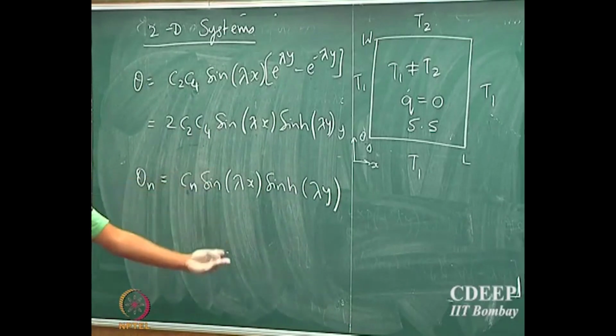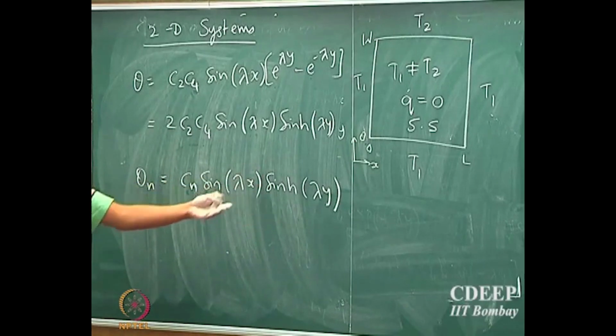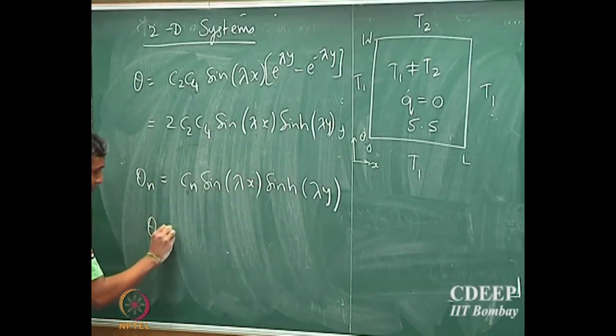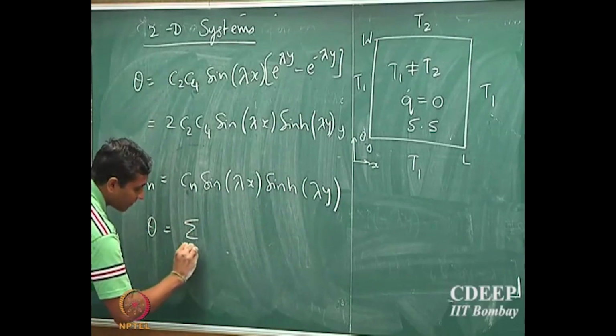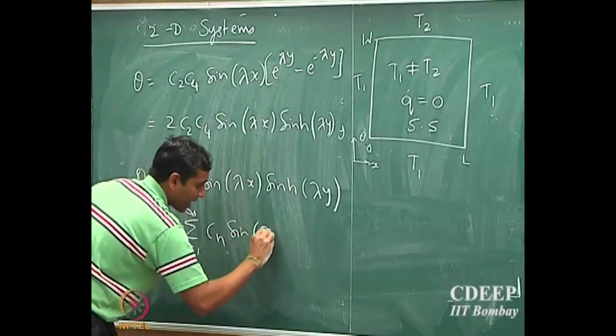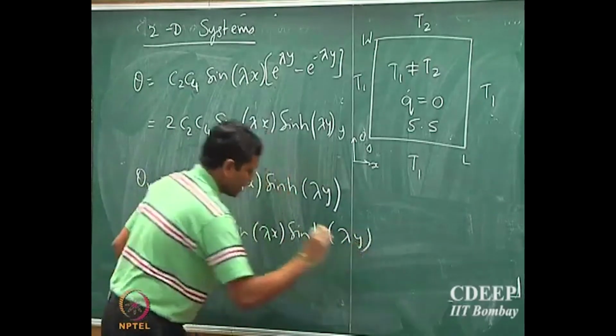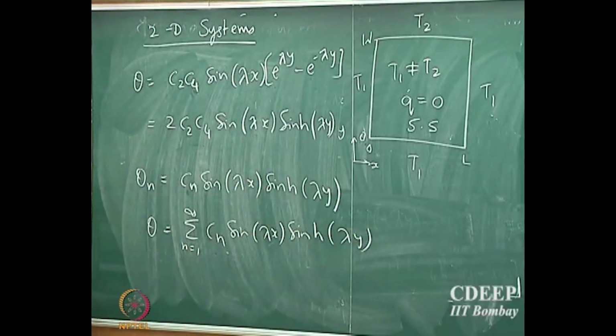But it's a linear problem, and all of these are likely solutions. Therefore, theta is nothing but the sum of n going from 1 to infinity of Cn sine lambda x into sine hyperbolic of lambda y. How do we find Cn? By plugging in the fourth boundary condition, by normalizing. Which one?